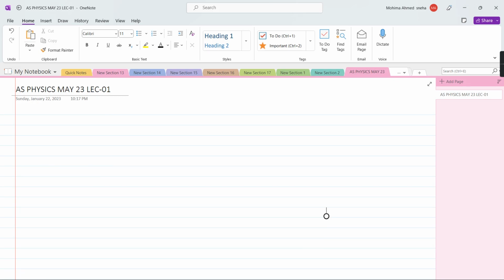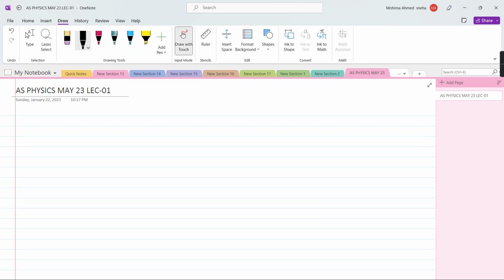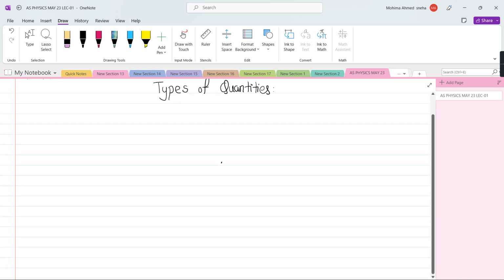Okay, so in our first class we are going to start with types of quantities. So let me write it down over here. There are two types of quantities. One is based on whether it can be made into anything simpler or not, and the other depends on magnitude and direction, right? The first type is that quantities are characterized as base or derived quantities.